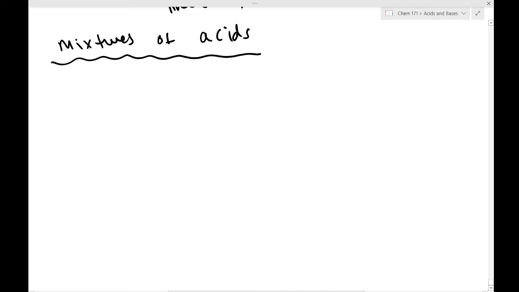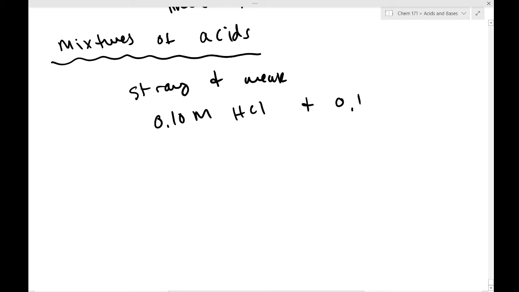So, of course, the next logical question that any good chemist would ask is, okay, I have strong acids, I have weak acids. What happens when I mix them together? So let's mix a strong and a weak acid. If I have a 0.10 molar HCl solution, for example, and I mix it with a 0.10 molar HCOOH, this was the formic acid solution.